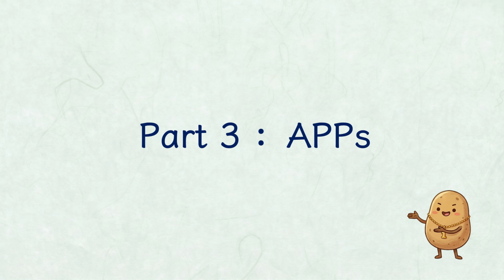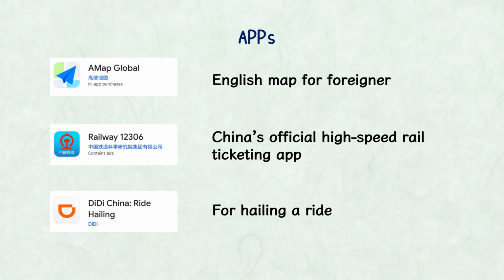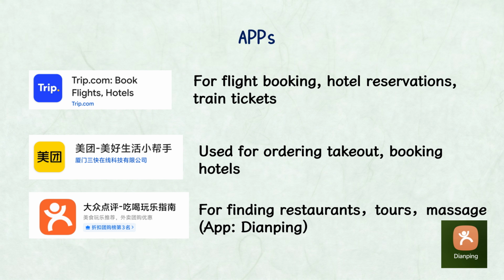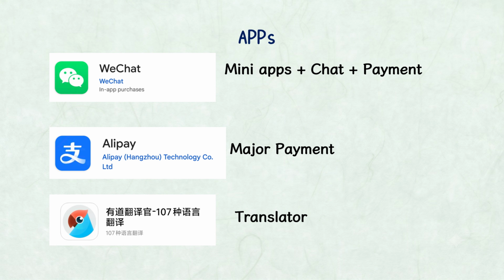Part 3 Must-download apps. Here are 9 Chinese apps I highly recommend you download. For transport: A-Map, Railway 12306, DiDi, China's version of Uber. For travel and localized services: Trip, Meituan, Dianping. For payments: WeChat, Alipay, plus translation app Dear Translate. Some of these apps can be found in overseas app stores. I've attached the installation file in the comment section.